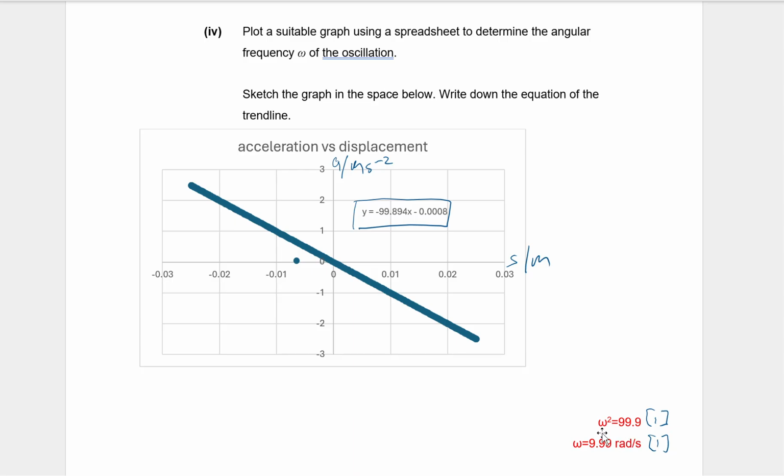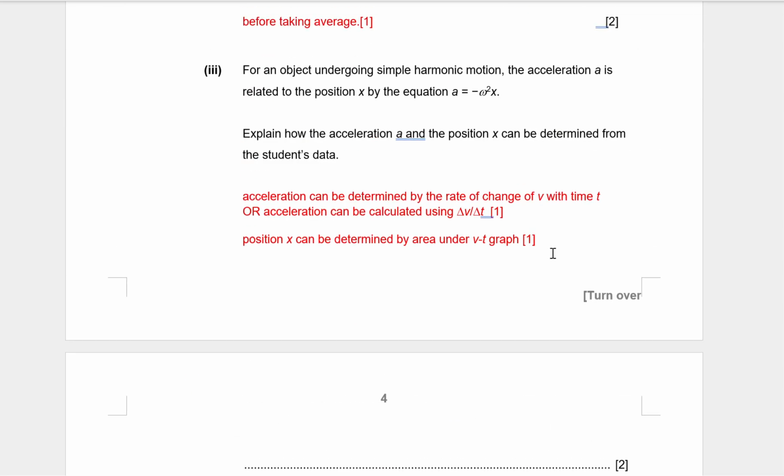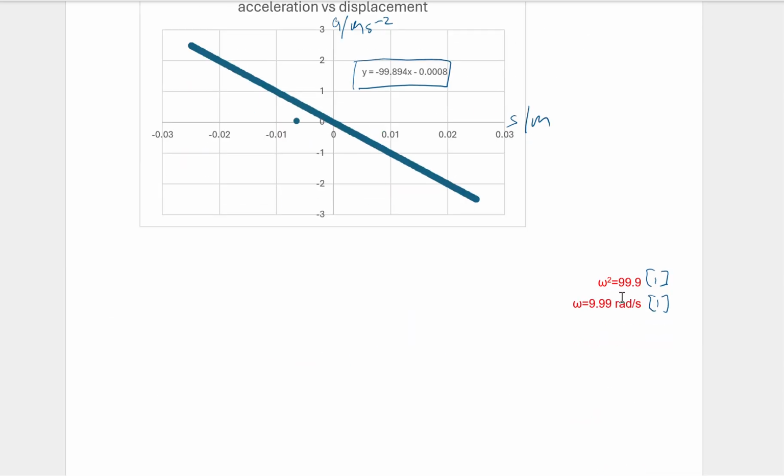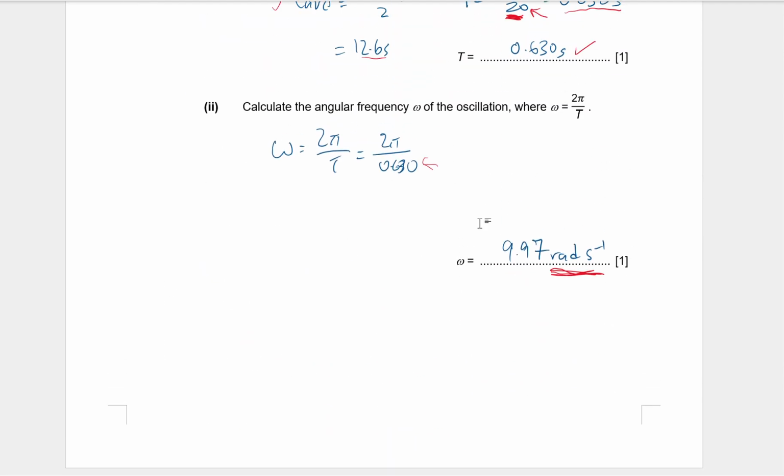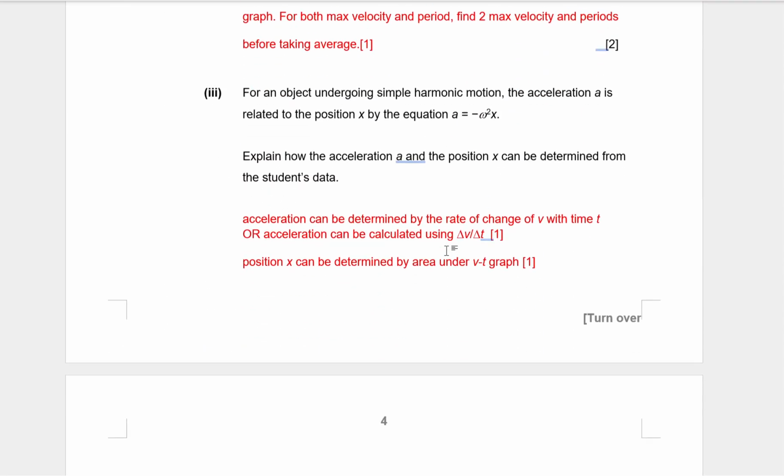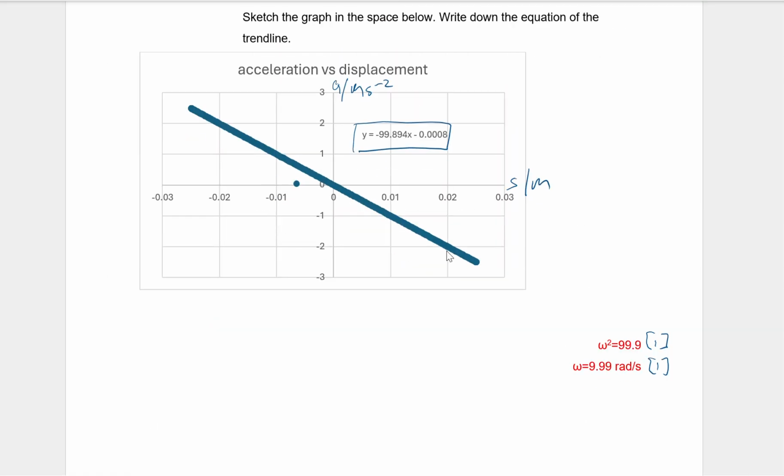Okay, it's omega squared, sorry. Because the equation is what? a equals minus omega squared x. So with that, omega will be 9.99 radians per second. You'll see that this is pretty close to my theoretical, my experimental value here, which will give you some faith that you're actually on the right track. So hopefully that's helpful to you. With that, thanks and goodbye.